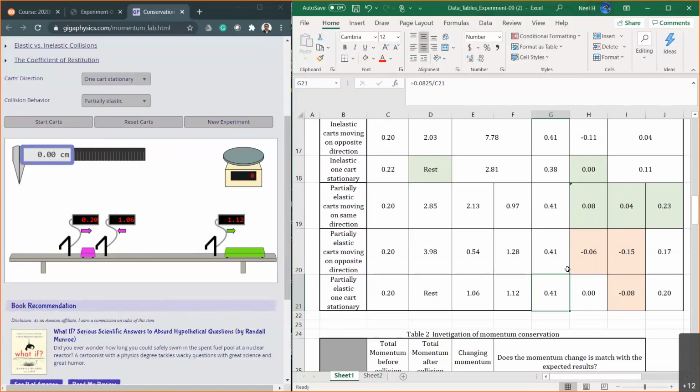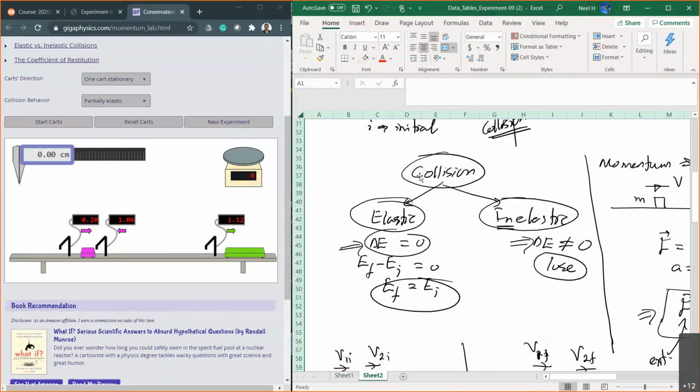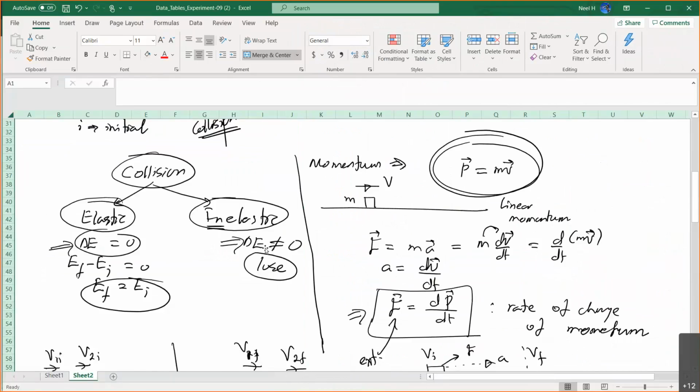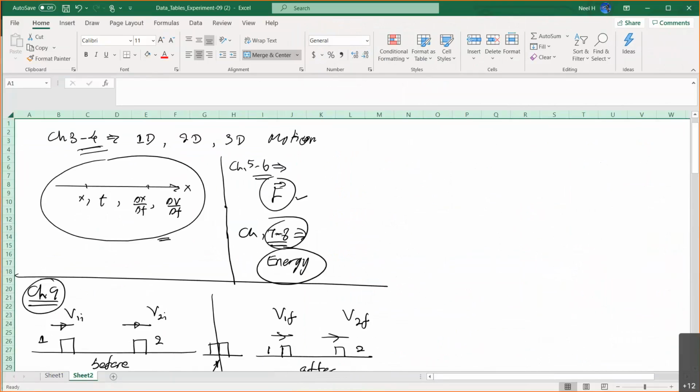All right, now all we have to do is investigate the momentum conservation and the energy conservation. To do that, we have to do the momentum calculation. Earlier we discussed in great detail what type of calculation we are looking into. In terms of the experiment, we're done, right? The rest is just the calculation.